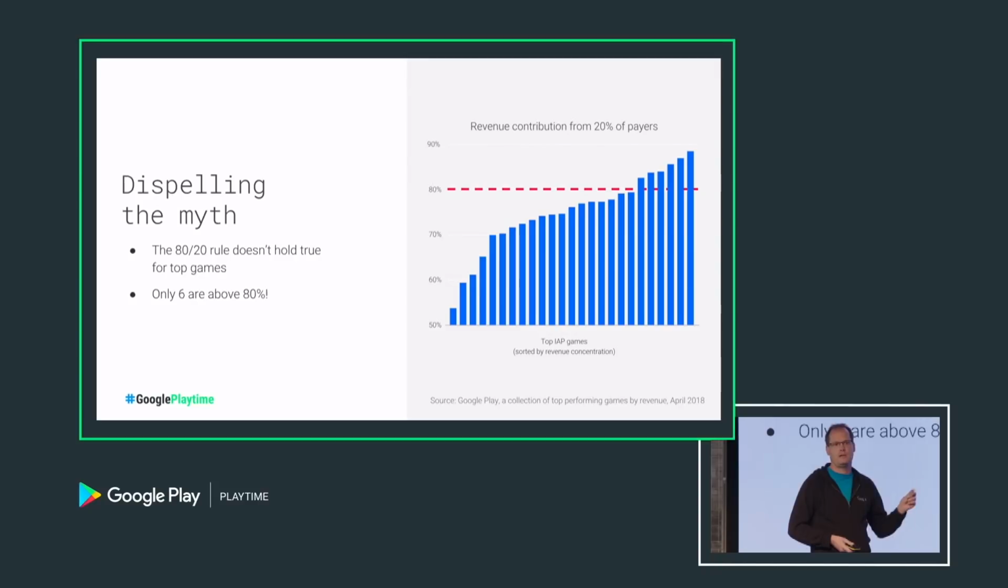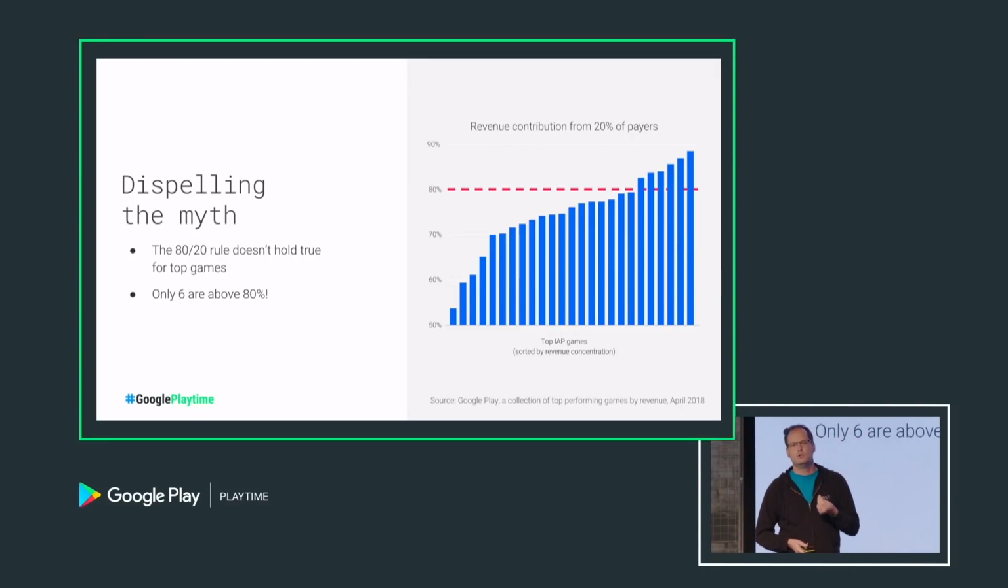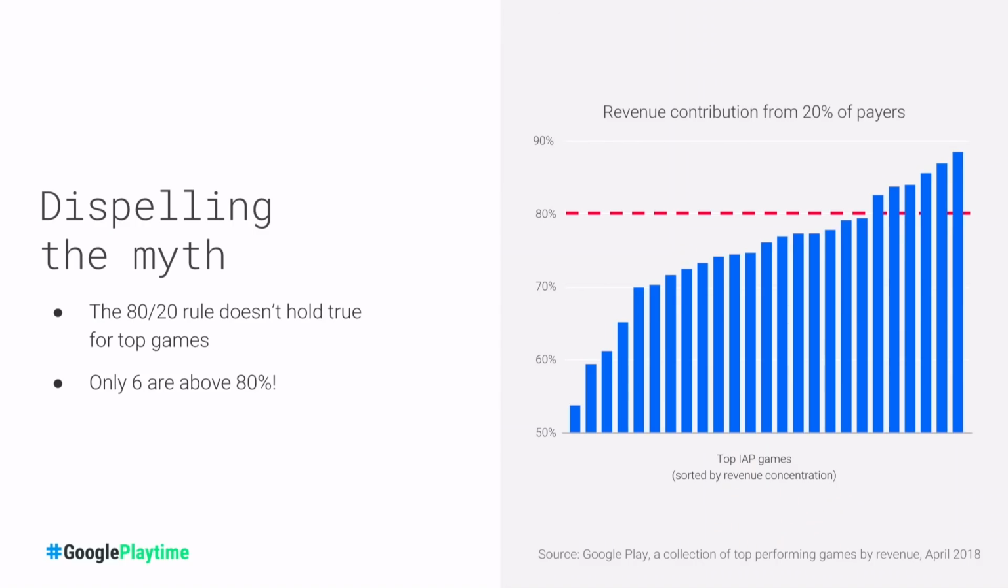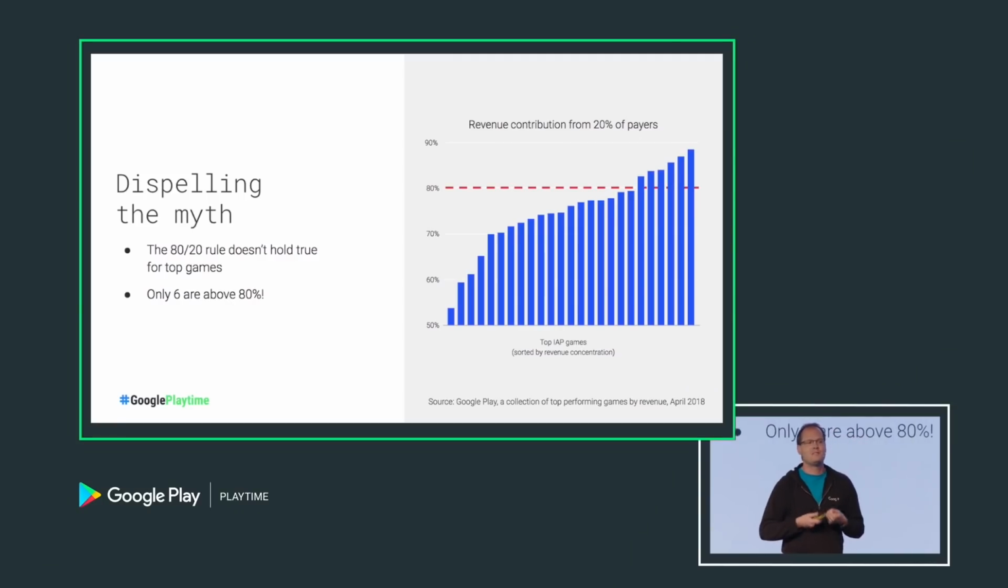This is the top 25 games on Google Play during the month of April. What we can see is that only 6 of these games got more than 80% of their revenue from the top 20% of payers. The majority of them were in the low 70s. 3 of them were in the 60s. 2 of the games in the top 25 were actually in the 50s, so the top 20% of their payers only contributed about 53 to 55% of their revenue.